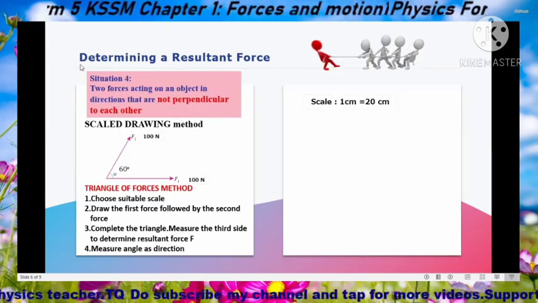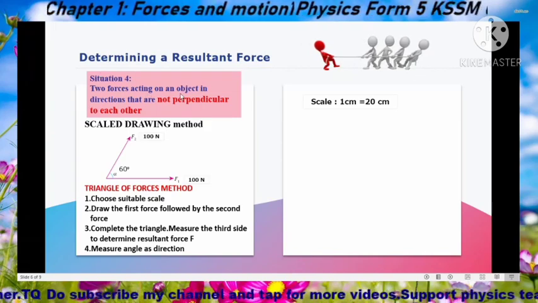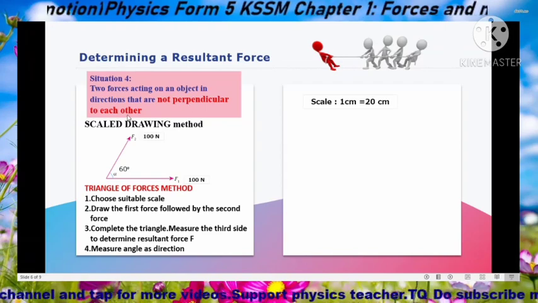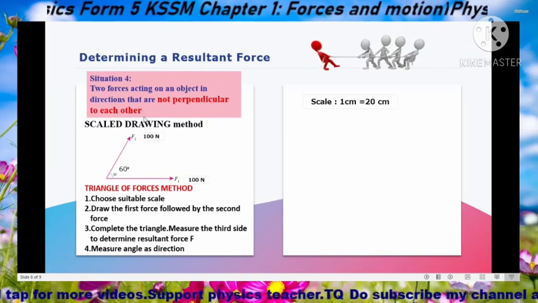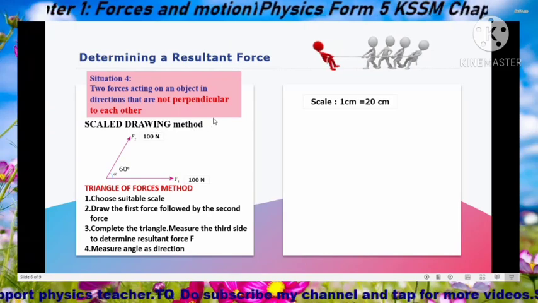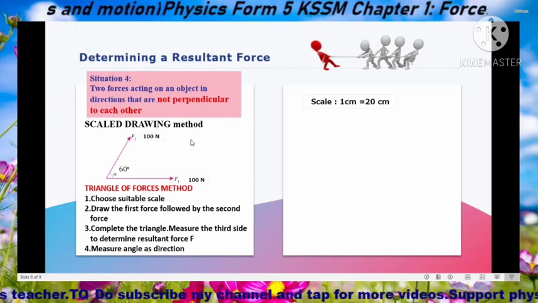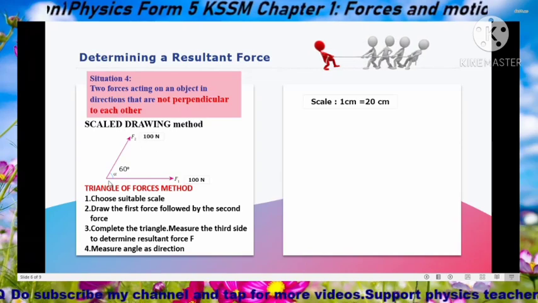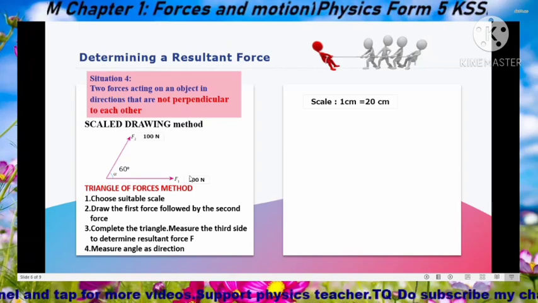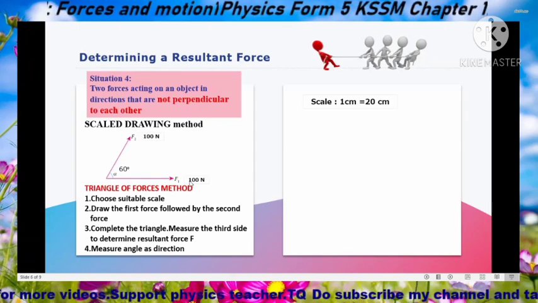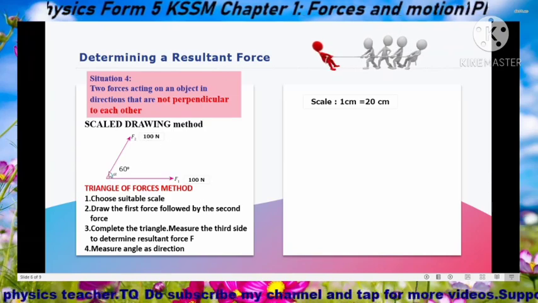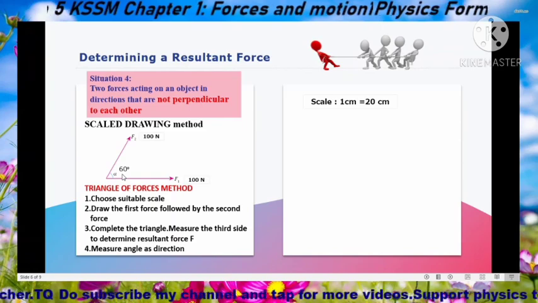Okay, situation 4. Two forces acting on the object in direction that are not perpendicular to each other. So suggested method to use is scale drawing method. Okay, so this, let's say we have these two forces, F1 and F2. I use example to explain this one. So let's say F1 is 100 Newton, F2 is 100 Newton. Angle between the two forces 60 degrees.